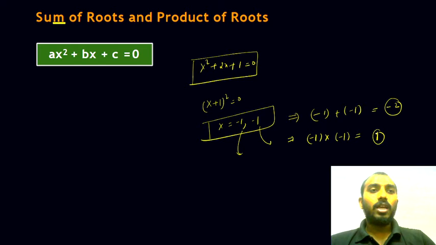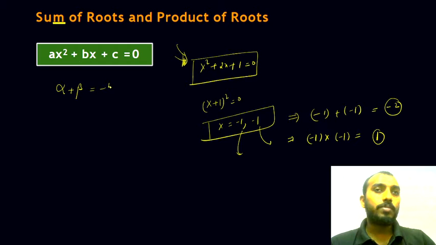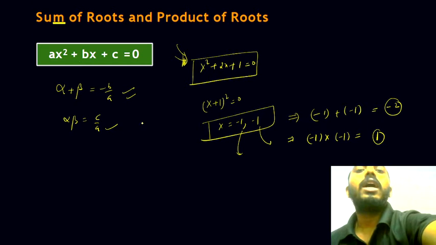You can also find it in this way, but this is not the best method. I will suggest that if you are trying to find the sum of roots and product of roots, just find the values of a, b and c and use the formula alpha plus beta equals minus b by a and alpha into beta equals c by a. What is this formula?